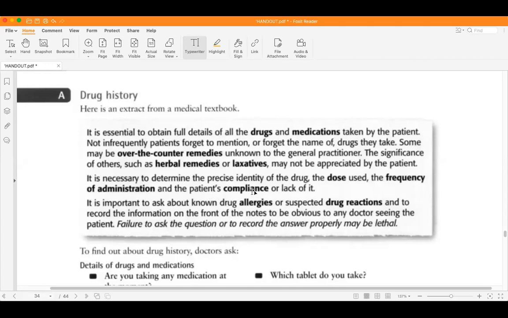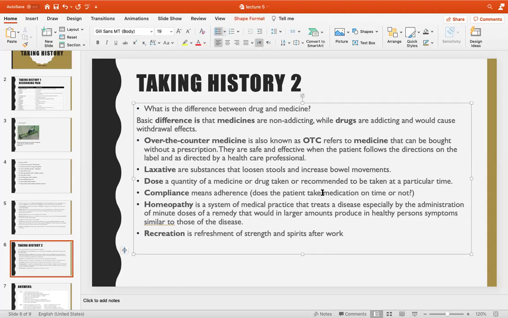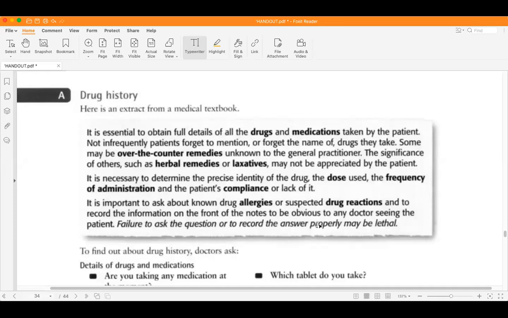What is the meaning of compliance, the patient's compliance? It means adherence. Does the patient take the medication on time or not? It's important to ask about known drug allergies or suspected drug reactions and to record the information on the front of the notes to be obvious to any doctor seeing the patient.